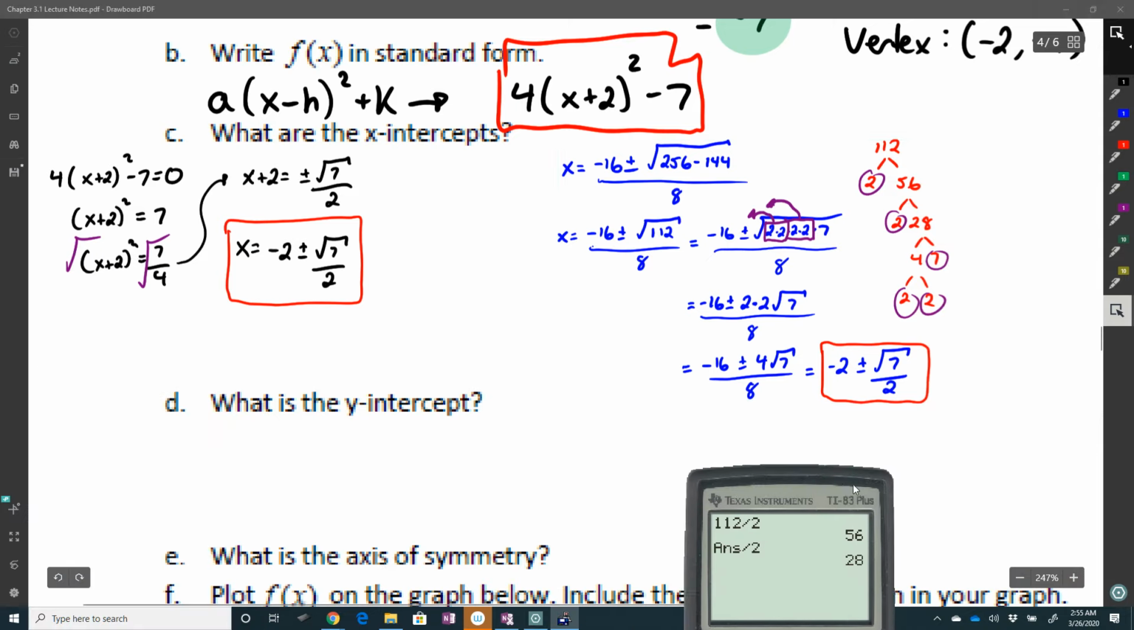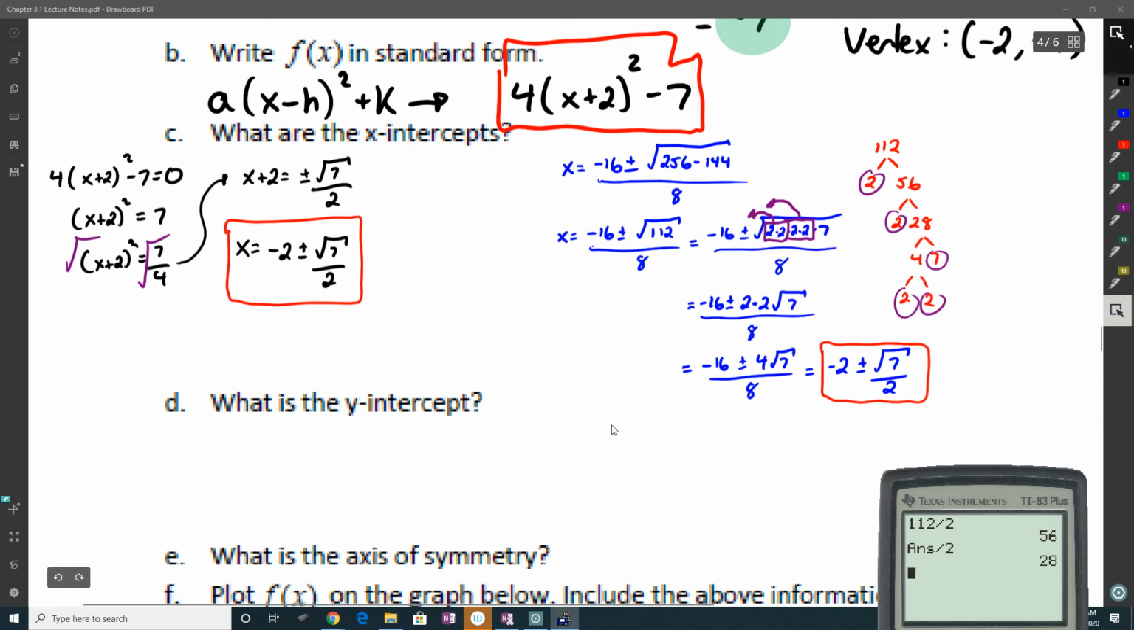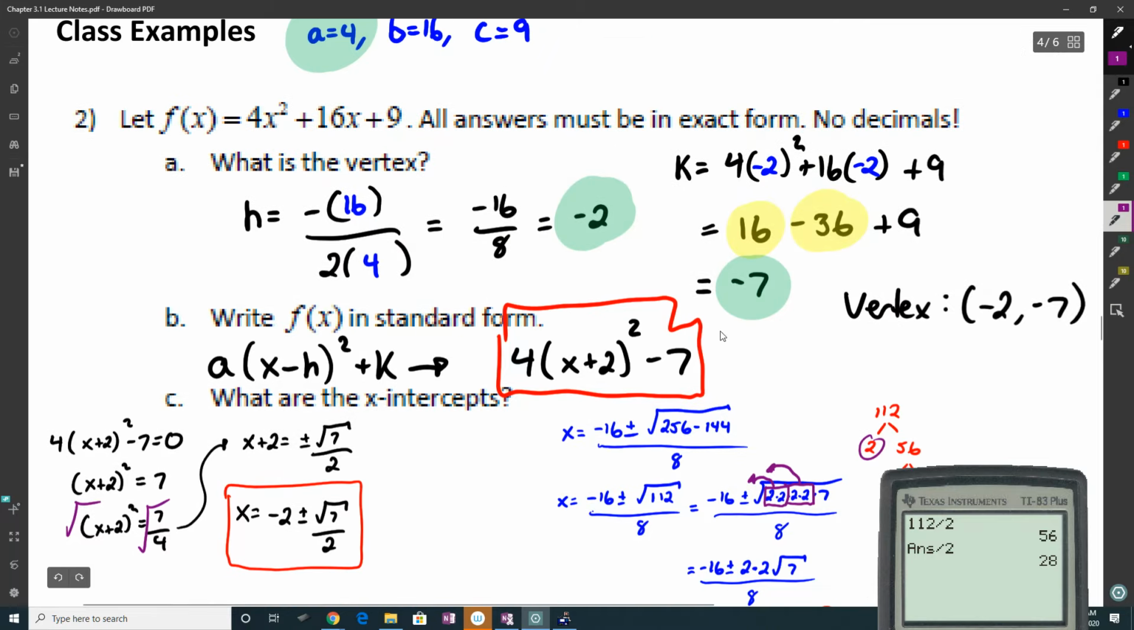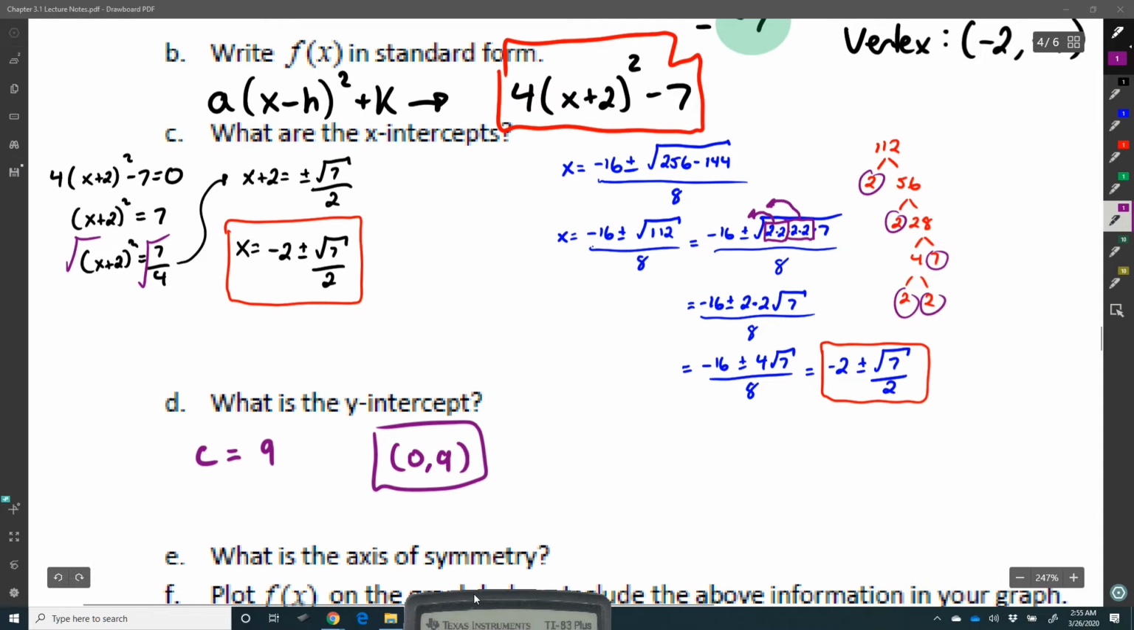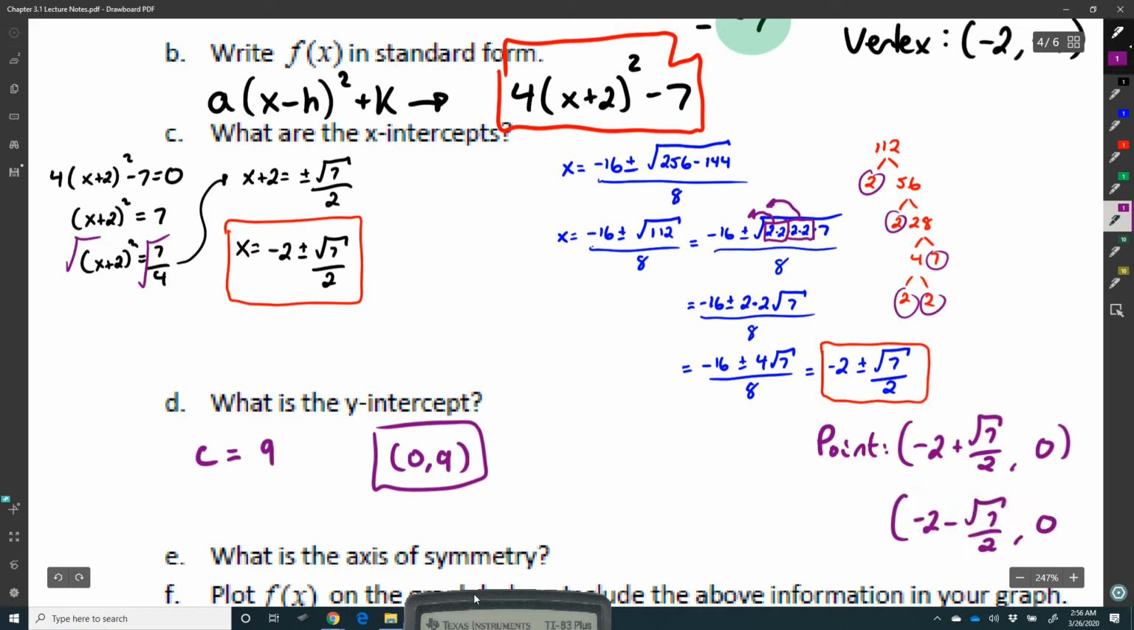Okay. Anyway, what is the y-intercept? Well, the y-intercept is just c. And so if you scroll up top, c was 9. So the y-intercept is just 0, 9. That's the point. Here again, I just wrote the x values, but if you wanted to write these as points, you would write point negative 2 plus square root of 7 over 2, 0, negative 2 minus square root of 7 over 2, comma, 0.